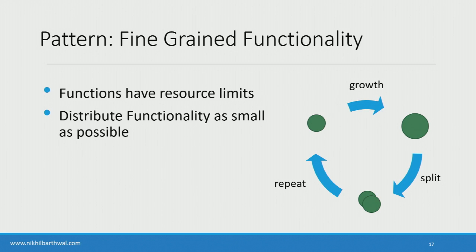So you have to do this splitting and you have to go through this cycle. You can't avoid it. But what you could do is you can mitigate it. So if you distribute your functionality as small as possible, it's less of these loops that you have to go through. So what that means is continuous refactoring is often needed in such cases.